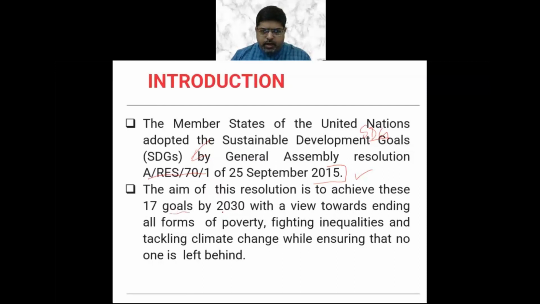Meaningfully, all these goals are going to talk about poverty. They are going to talk about inequality, in terms of fighting against inequalities, and they are talking about climate change issues relating to the different proportions and different propagandas for development as a world community.